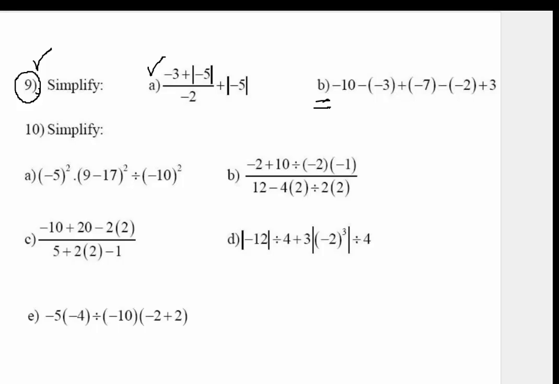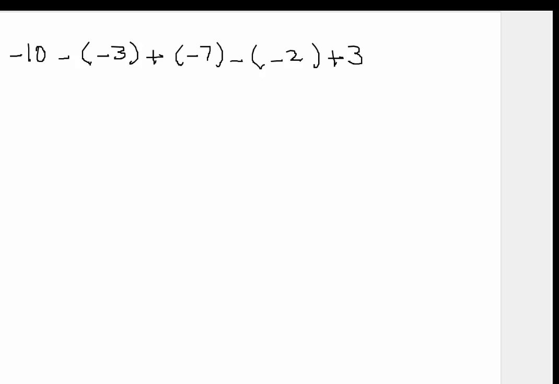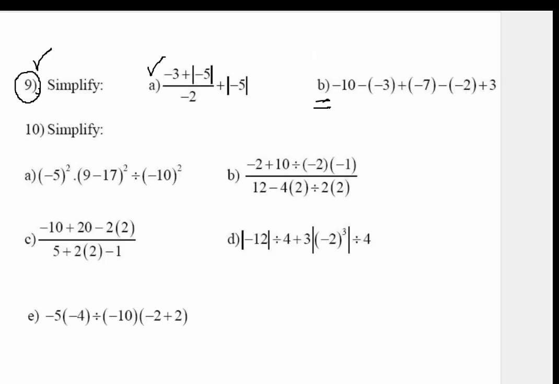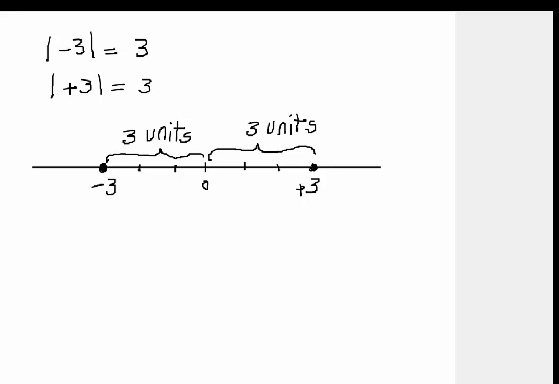So let's take a look at 9B now. In 9B, we have a number of integers that need to be combined here. We have -10 -3 plus -7 -2 plus 3. There are 2 ways we can look at this. And let's go back to the little note I had earlier.